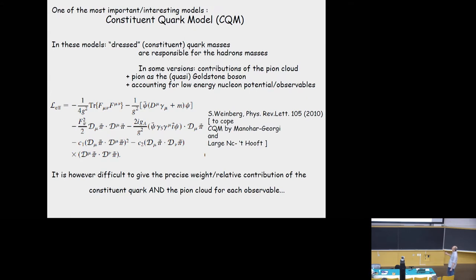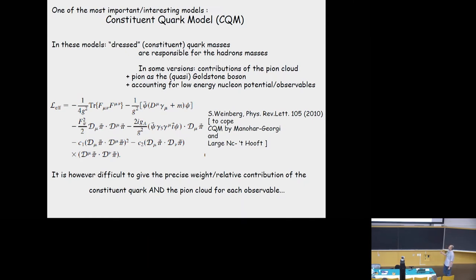These are the leading chiral perturbation theory terms, the kinetic pion terms, and then the fourth order interactions. And here is the axial coupling of the pion to the constituent quarks. So this model is interesting because it couples two quite different types of model. It's very difficult to use this model, which is in fact an effective field theory, because it incorporates large Nc and chiral perturbation theory.